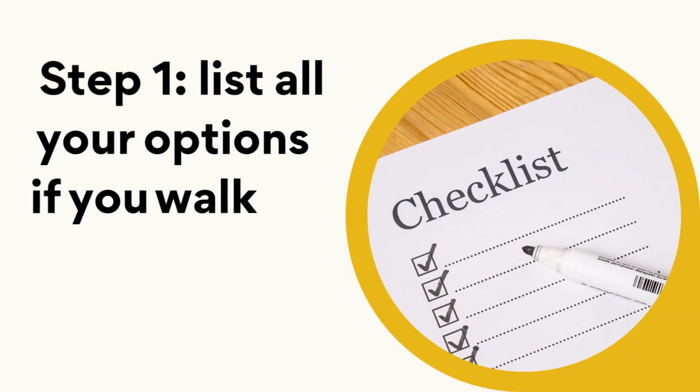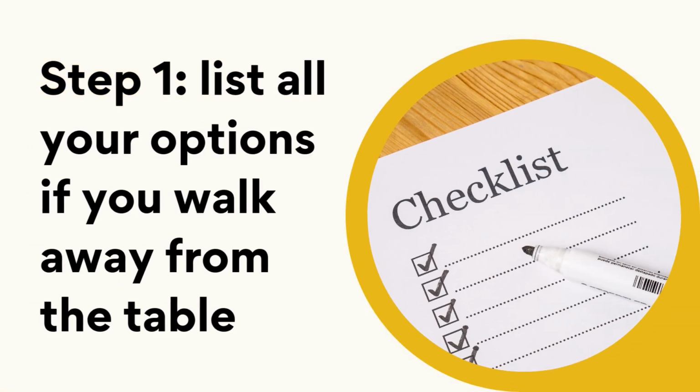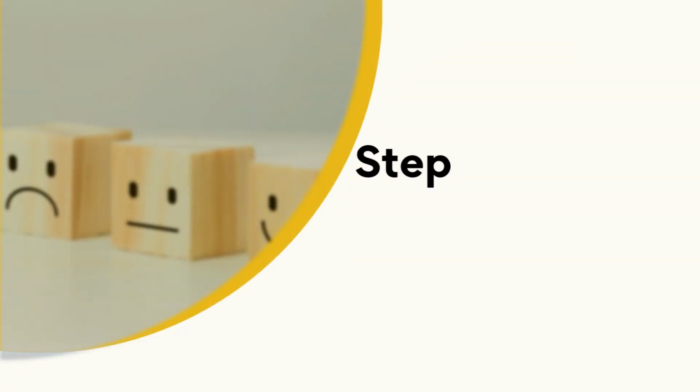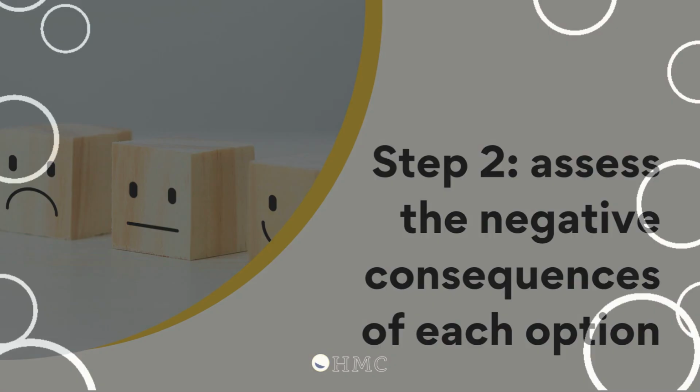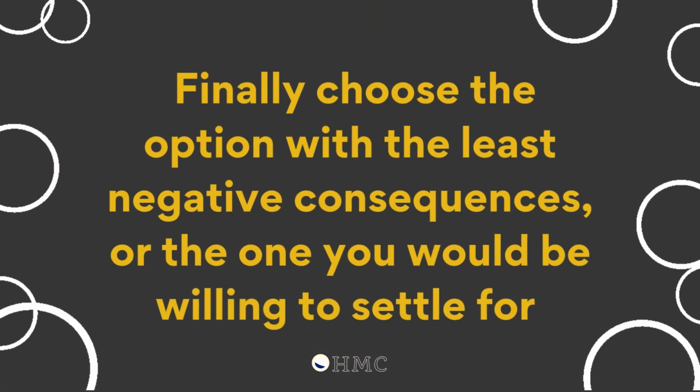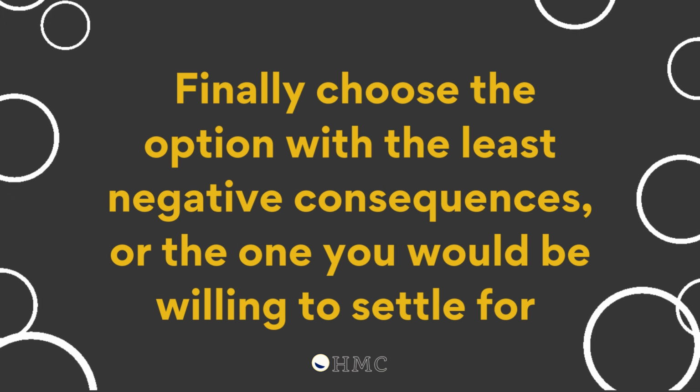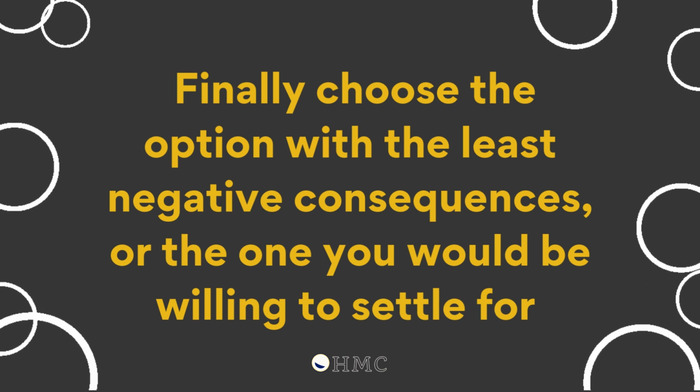Step 1. List all your options if you walk away from the table. Step 2. Assess the negative consequences of each option. Finally, choose the option with the least negative consequences, or the one you would be willing to settle for.